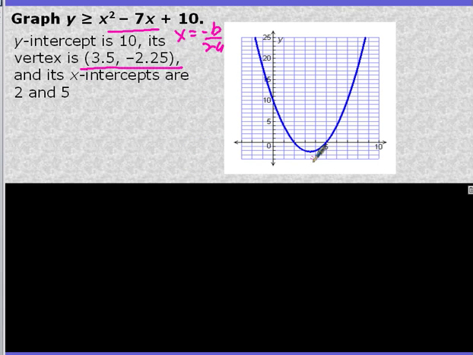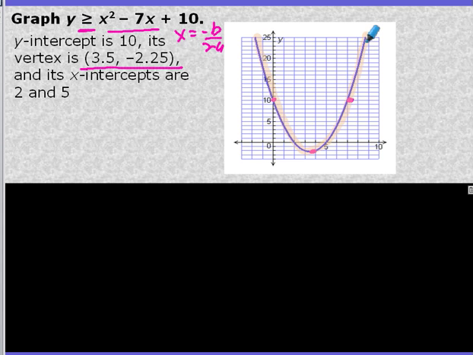So we graph our vertex, we have our y-intercept, and this is going to be 3.5 units to the left of the vertex, so we're going to go 3.5 units to the right and get our symmetric point. And now we have our graph. Notice this is greater than or equal, so this is going to be a solid line right here. And now all we have to do is shade.